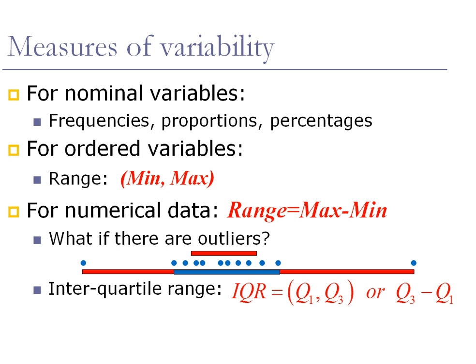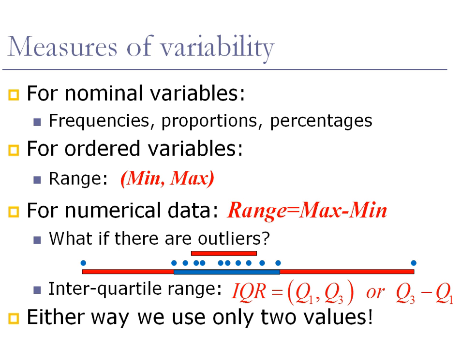But whether we use the range or the interquartile range, we still have a problem. Both of these measures only use two values. The range uses only the minimum and the maximum and totally ignores everything else and how they're connected to each other and how they're spread. And the interquartile range uses the first and the third quartile, still just two numbers, and everything else is ignored. So is there a way in which we can look at the variability of the data by using all the data? That's what we're going to look at next.